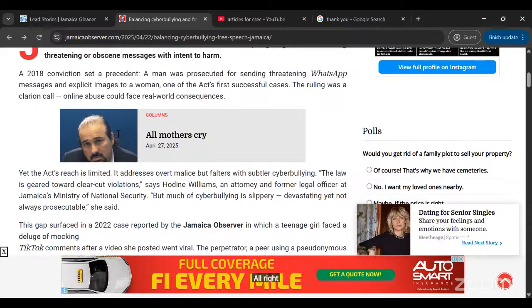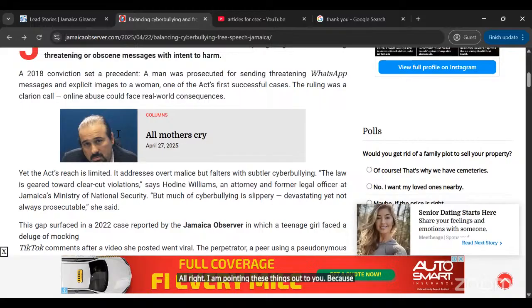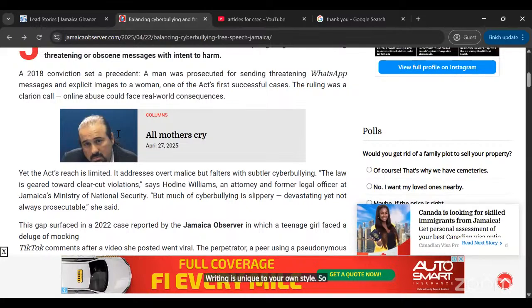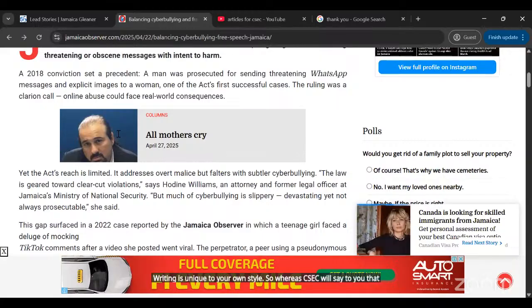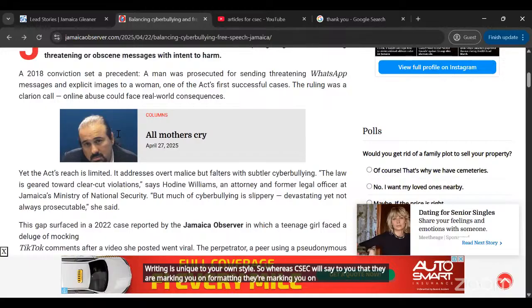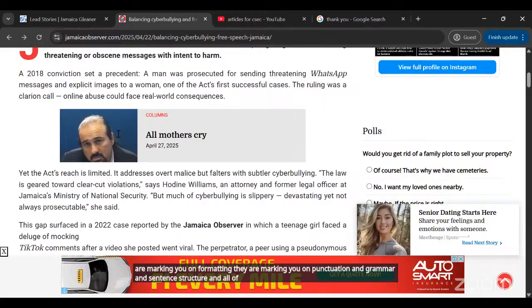All right? I am pointing these things out to you because writing is unique to your own style. So whereas CSEC will say to you that they're marking you on formatting, they're marking you on punctuation and grammar and sentence structure and all of those things, you would note that there's nothing that says that they're marking you on style, because everyone's style is different. And that is what is important. Every style is different. People write in their own style, and that is why we can all be writing on the same article, yet it will be different.